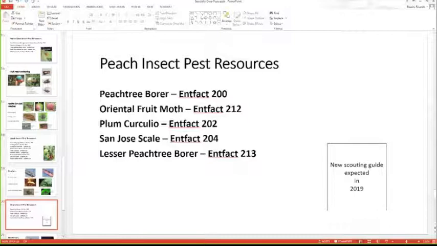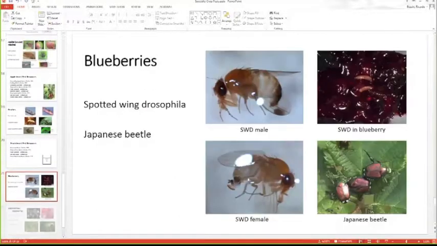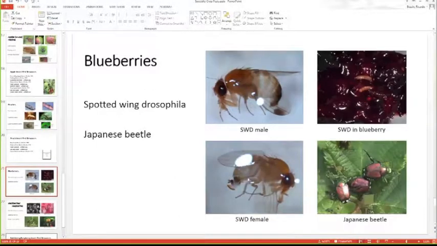Again, we have some additional fact sheets for peach insects. We're hoping to have a scouting guide for peaches available next year. In terms of blueberries, really the number one pest that we have right now is the spotted wing Drosophila. This is a new invasive pest. It's come in. It's been a real game changer.